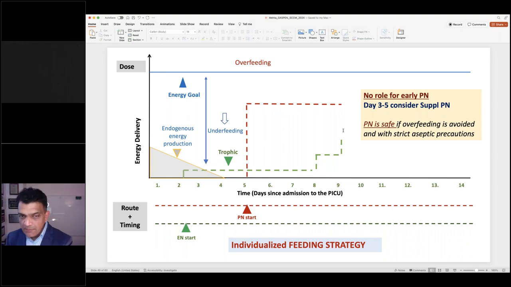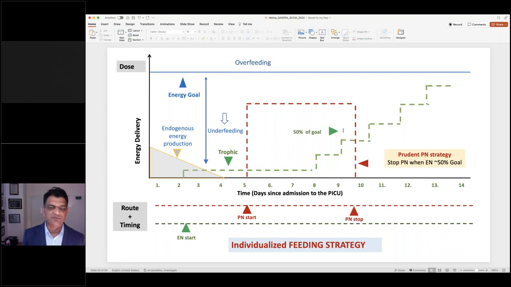And then when do I stop? I don't have to wait for getting to the goal by EN, but if I'm on a steady stepwise advancement, once I get to 50%, I know the next day and the day after I'm getting there, you start talking about stopping the PN. And yes, to start and stop PN for 1 or 2 days is not prudent either because you incur the risk of infection. But in most cases, by day four, day five, day six, day seven, if you are beginning to advance EN, you can stop the PN.